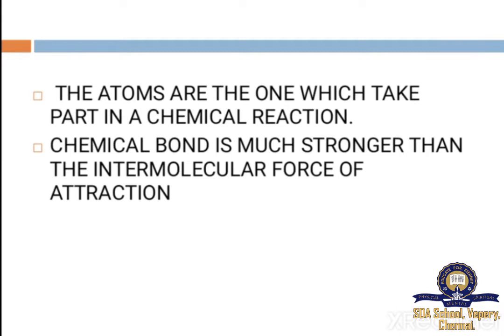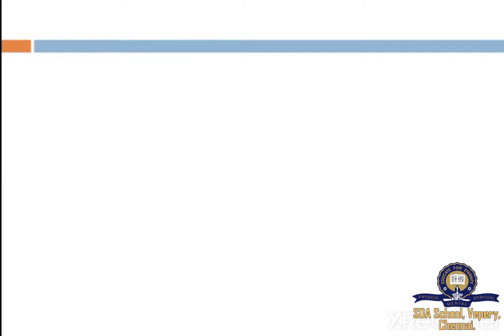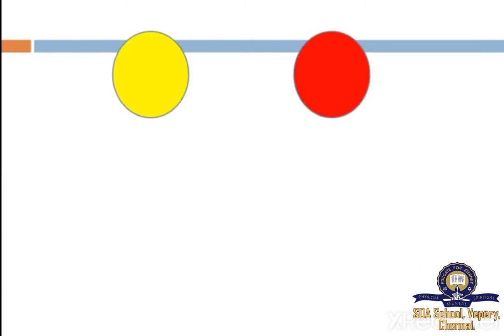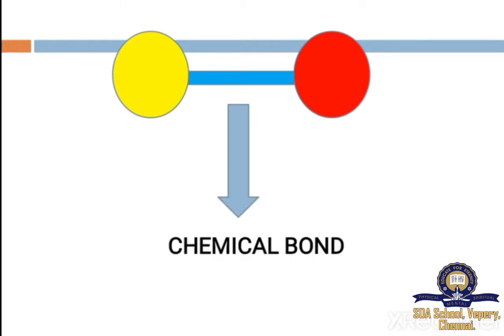Now, what is a chemical bond? Imagine these two as atoms. These two atoms are held together by a force of attraction in a molecule, and this force of attraction is known as chemical bond. Now, the difference between the chemical bond and the intermolecular force of attraction is that a chemical bond is present inside the molecule and the intermolecular force of attraction is between the molecules.